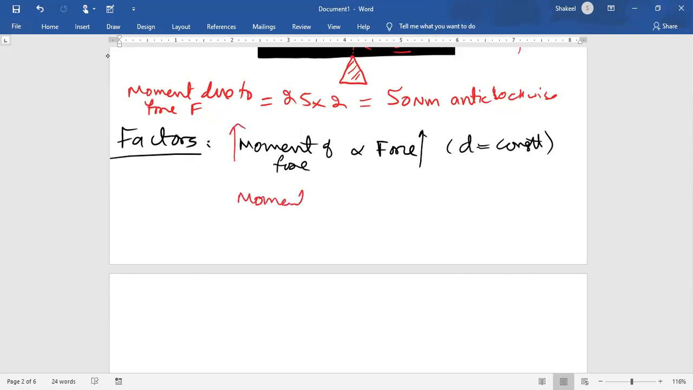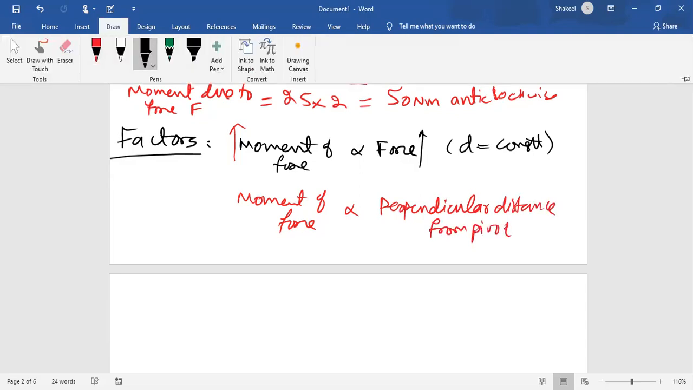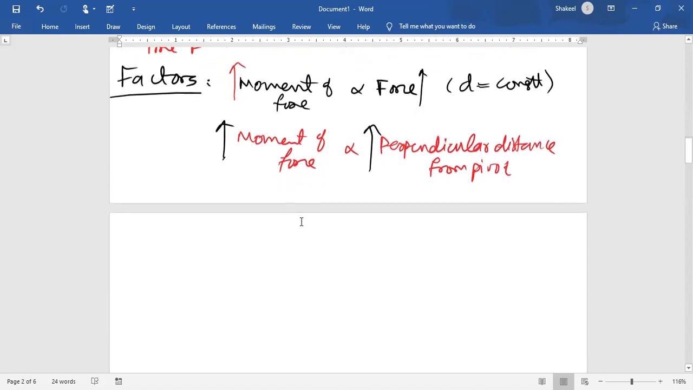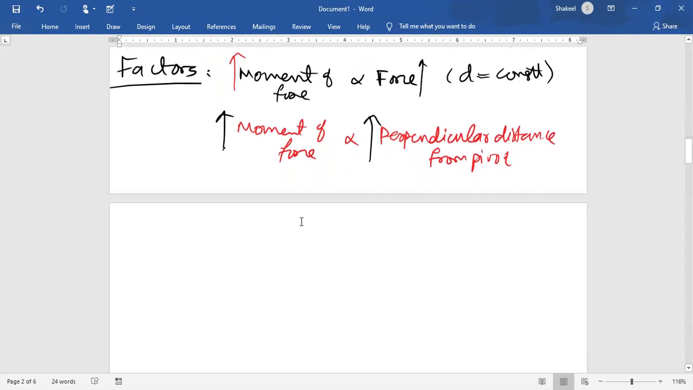The second one is that the moment of force is proportional to its perpendicular distance from the pivot. That again is a simple thing: if you increase the perpendicular distance, the moment of force is going to increase. So both the factors are directly proportional to the moment of force.